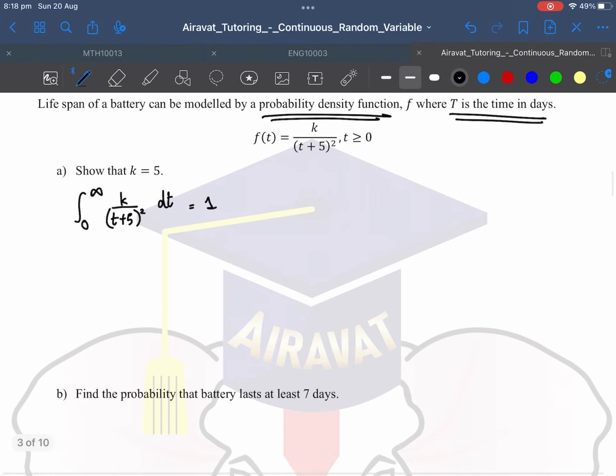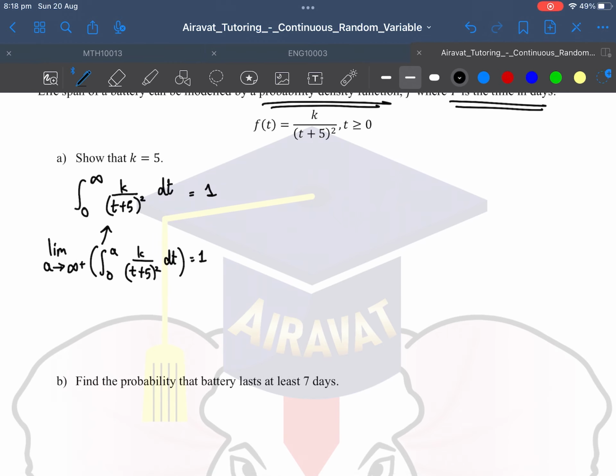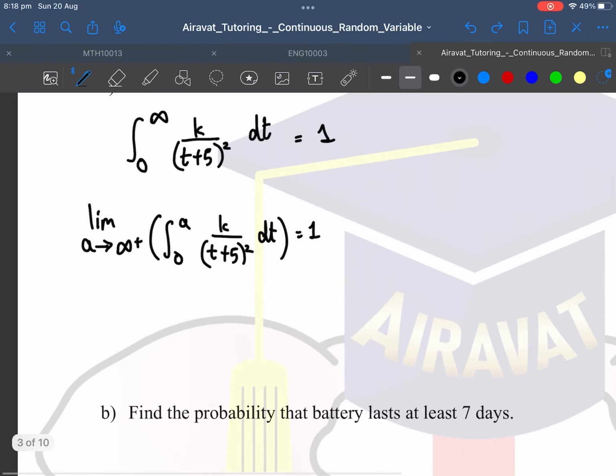Okay, how do I integrate this? Good question. So what I'm going to do is use limits. So limit a approaches positive infinity. I'll explain the limit, just give me a second. From 0 to a, k over (t plus 5) squared dt equals 1. Now this is the same as writing this integral over here. So let me explain this a bit.